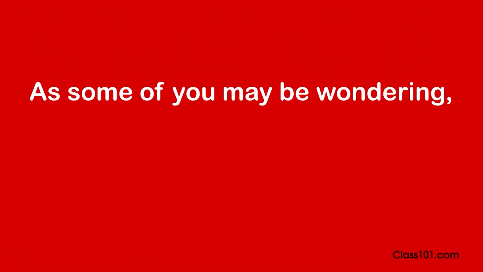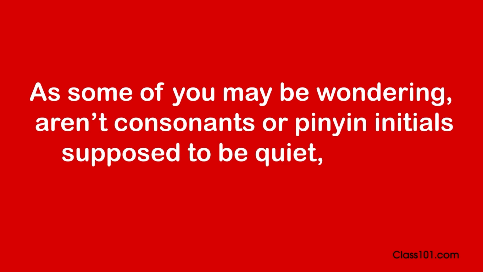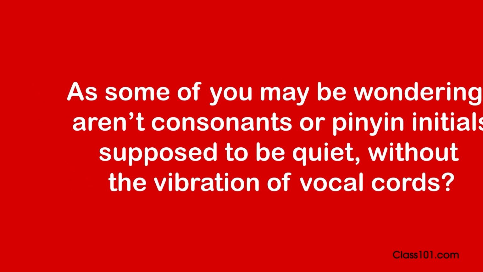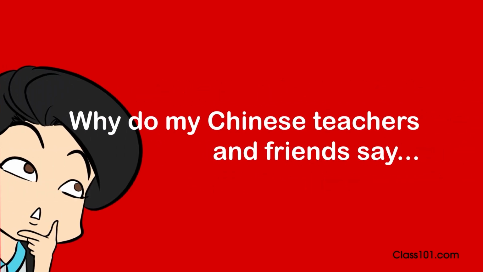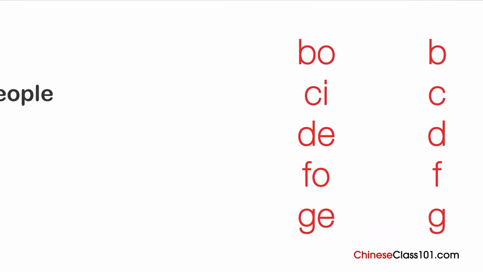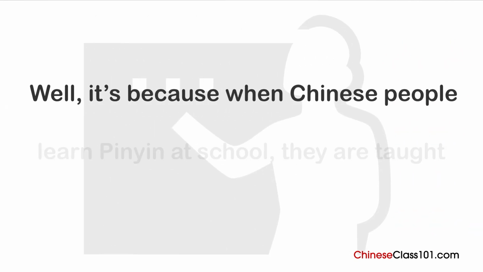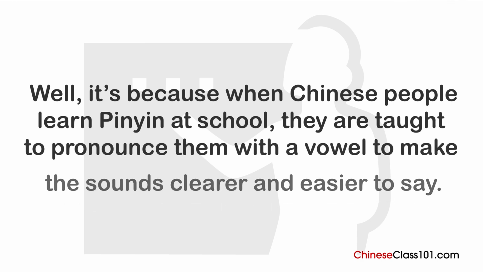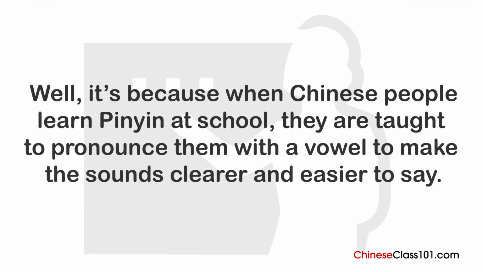As some of you may be wondering, aren't consonants or pinyin initials supposed to be quiet, without the vibration of vocal cords? Why do Chinese teachers and friends say 波, ci, de, fo, ge instead of b, c, d, f, g? Well, it's because when Chinese people learn pinyin at school, they're taught to pronounce them with a vowel to make the sounds clearer and easier to say.